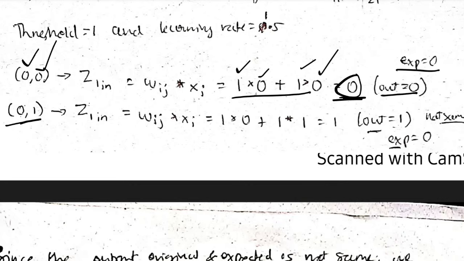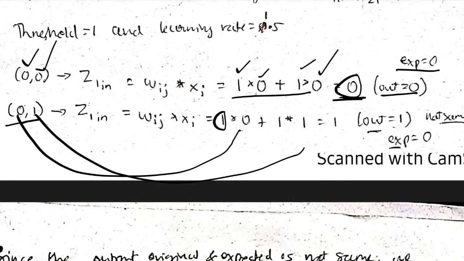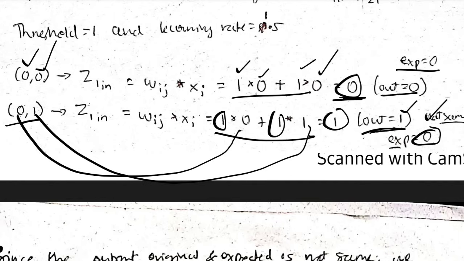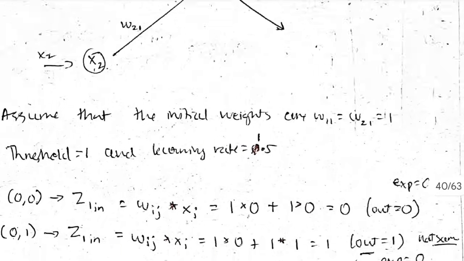Done. 0 1. 0 1 means 0 multiplied by the weight corresponding 1, and 1 multiplied by weight corresponding 1. Add it up, you'll get the answer as 1. 1 is greater than or equal to 1? Yes, it is. So my final output is 1, and my expected output is 0 in this case. I'm getting a mismatch here. For 0 1 I should get the expected output as 0 only, but I'm getting it as 1, right? So in this case I have to update the weights.